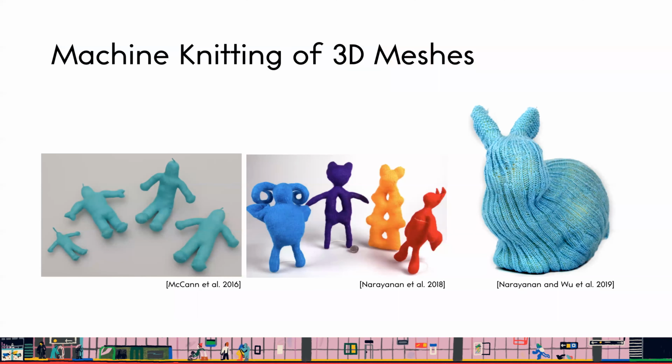Machine knitting is a powerful mechanism for fabricating 3D shapes. Knitting machines can naturally produce curved surfaces directly in 3D using various shaping techniques such as short rows, increase, and decrease. Here are recent works on knitting 3D shapes. The user can input an arbitrary 3D shape, and those methods are able to automatically generate machine instructions.